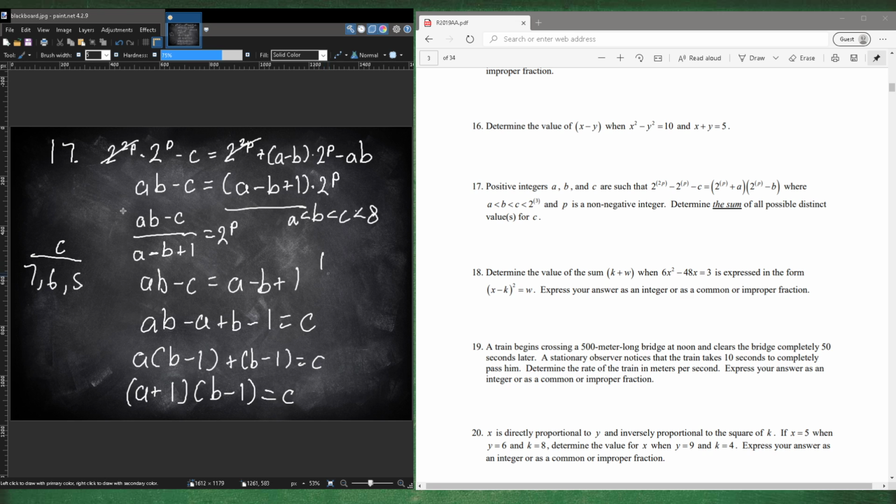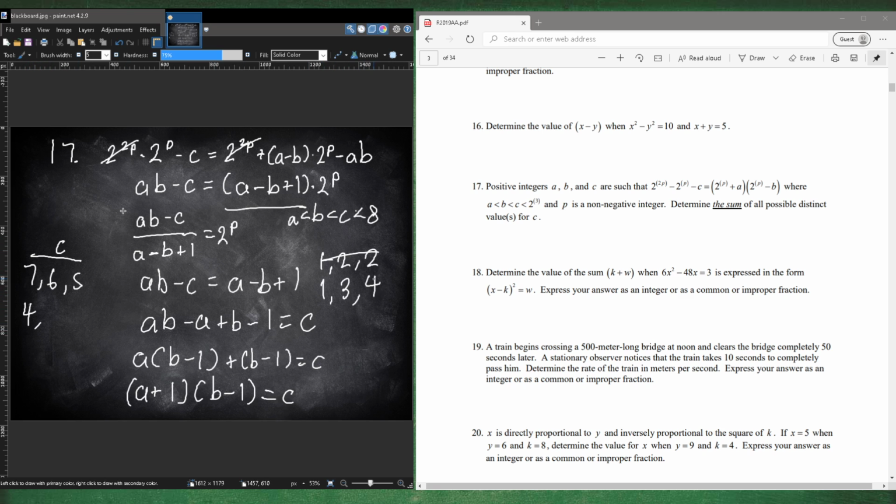So if A is 1 and let's say B is 2, that is 2 times 1, that's 2, doesn't work, right? Because C and B cannot be equal to each other. Let's say A is 1 and B is 3. That's 1 plus 1 is 2, times 2. That's 4. That works. A is less than B is less than C. So we know 4 works now for C.